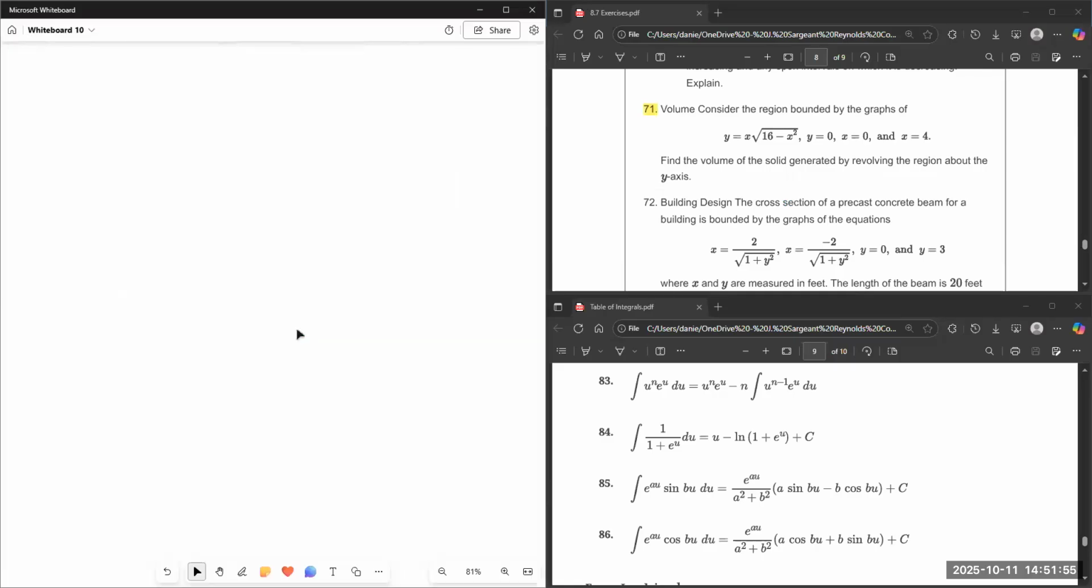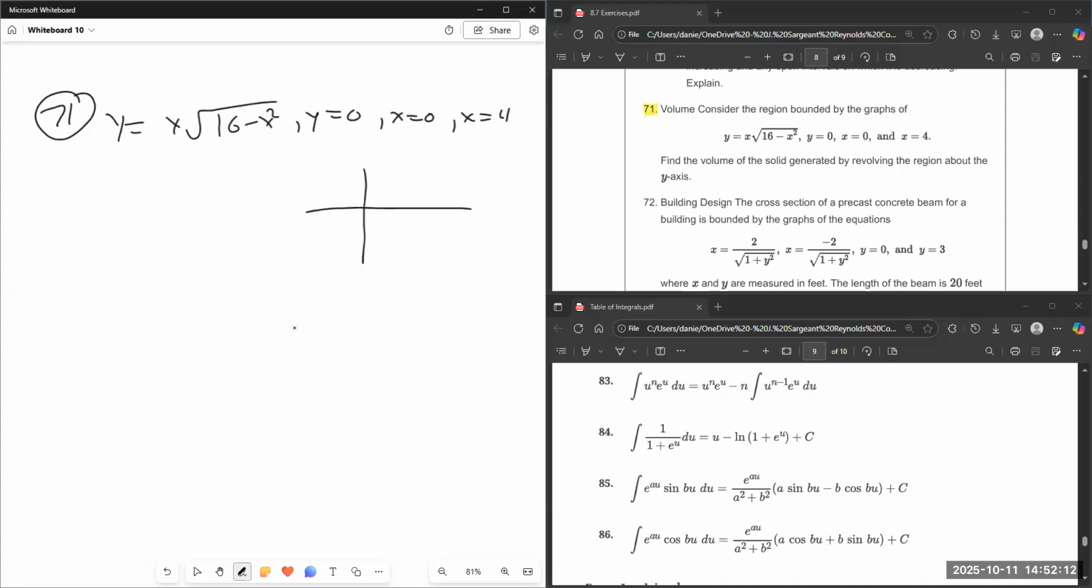And 71 will be our last problem for this video. y is equal to x root 16 minus x squared, y equals 0, x equals 0, x equals 4. So a little sketch here that this would be something that swoops way down, swoops way up, and comes like this, and it goes through 0, 0. It goes from negative 4 to 4 here, but I'm only interested in this part of it from 0 to 4.